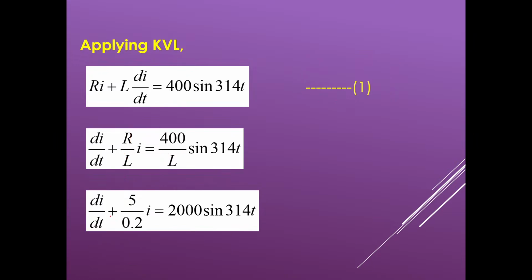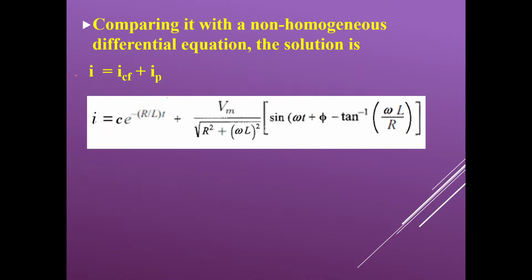So this expression, if you compare it with the non-homogeneous differential equation, it somewhat looks like a non-homogeneous differential equation, isn't it? This is R by L, that is our P, and this is our K. i is our x, the x value. Okay. So it is similar to a non-homogeneous differential equation.